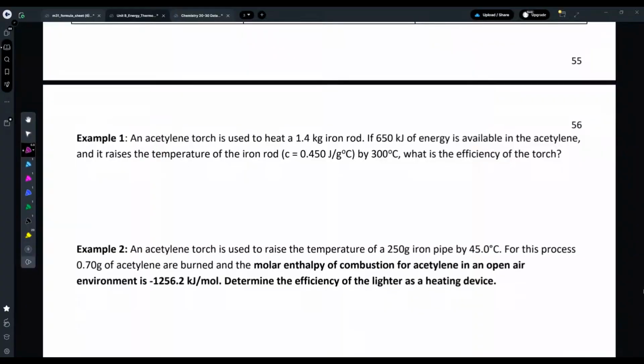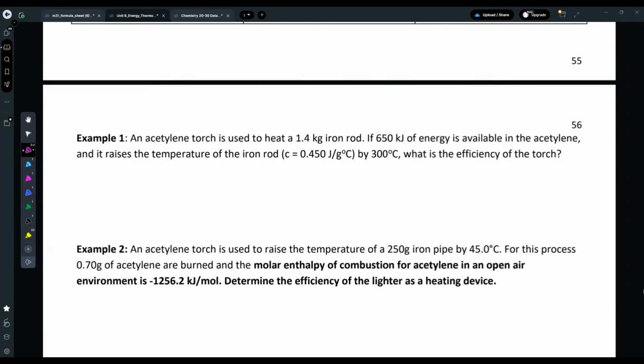Okay, so example 1 here. We have an acetylene torch used to heat a 1.4 kilogram iron rod. If 650 kilojoules of energy is available in the acetylene, and it raises the temperature of the iron rod, which has a specific heat capacity of 0.45 joules per gram degree Celsius, by 300 degrees, what is the efficiency of the torch?